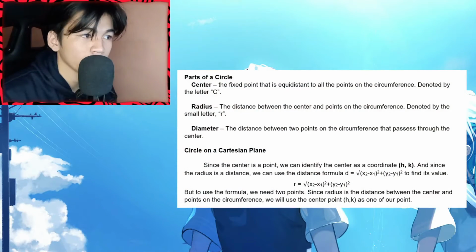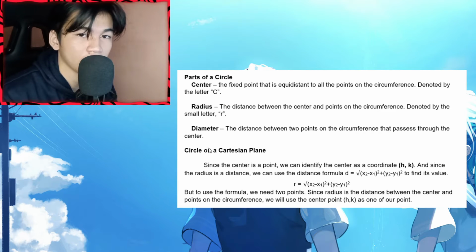Circle. A circle is a set of points in a plane that are equidistant, or equal distance, from a given point. There are three parts of a circle. Here, I'm going to show it to you. The first one is center, radius, and lastly, the diameter.